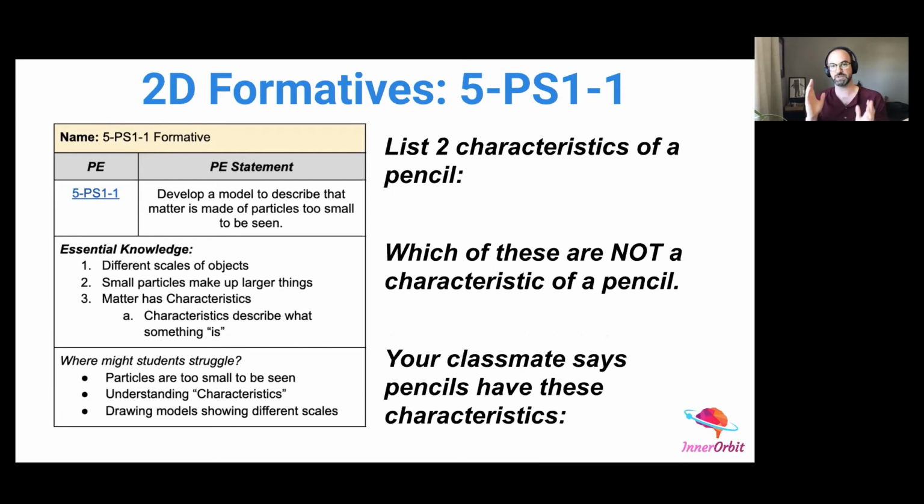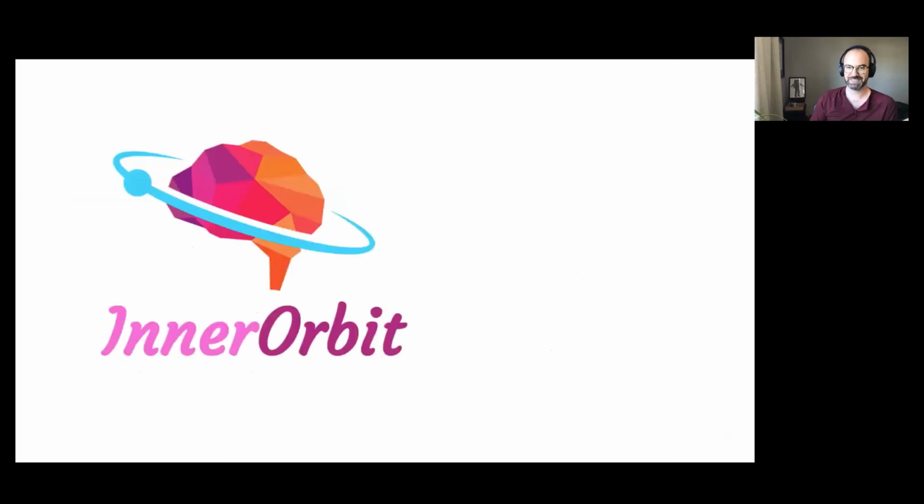We also want to have students list 2 characteristics of a pencil, maybe a multiple choice question. Which of these are not a characteristic of a pencil? And your classmate says pencils have these characteristics. These are all multiple choice questions at the bottom and a free response question at the top. But these are all really concrete examples that we want students to show that matter has characteristics to describe what something is. If they see the word characteristic on a question on a test, they are going to struggle with it unless they've had multiple rounds and are using that consistently as they go through and answer your formative assessments. Cool. So those are some examples of that.